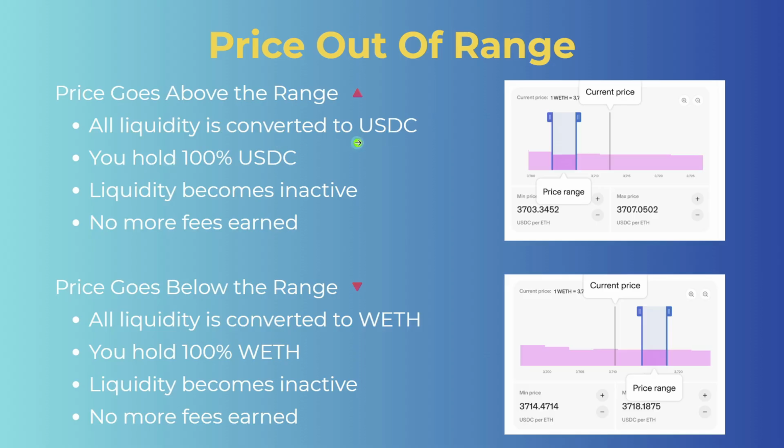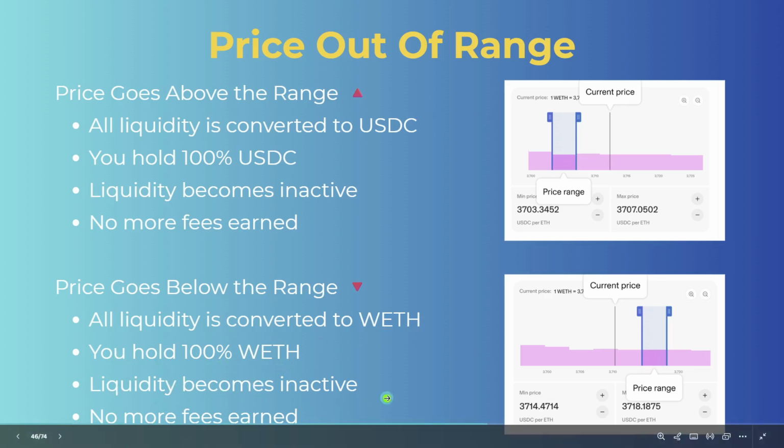We hold the less performing token. We hold 100% of USDC. The liquidity becomes inactive. No more fees earned. If the price goes below the range, like here, all liquidity is converted to wrapped Ether. We hold 100% of wrapped Ether. Liquidity becomes inactive. No more fees earned.